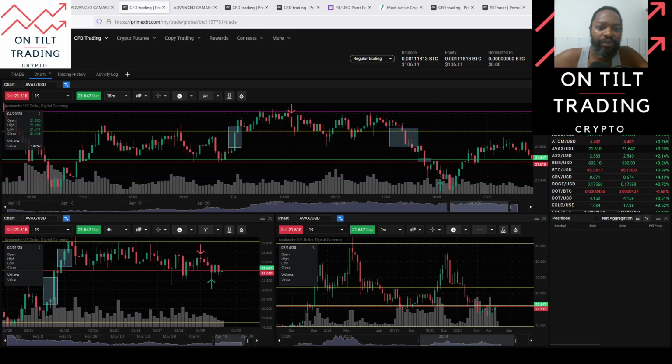So this is what I was seeing here on Avalanche, and this wound up being a 3 to 1 reward to risk opportunity for Avalanche.